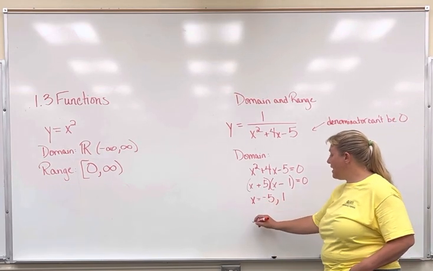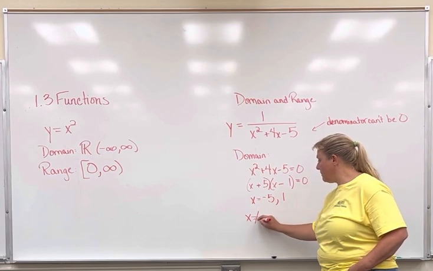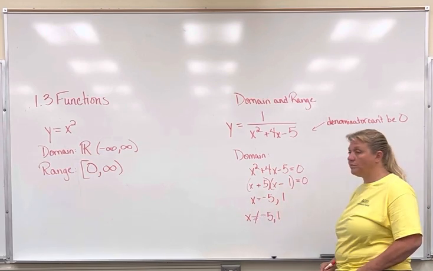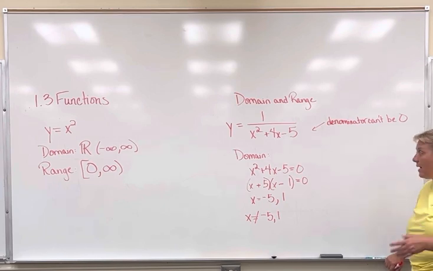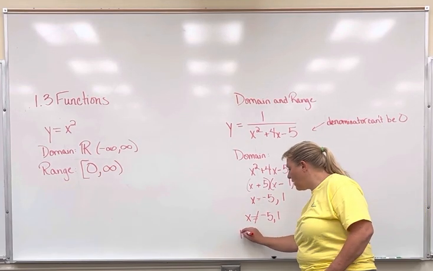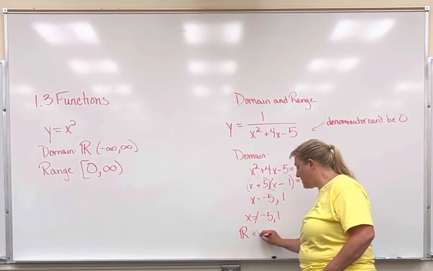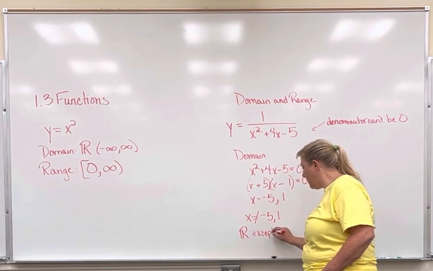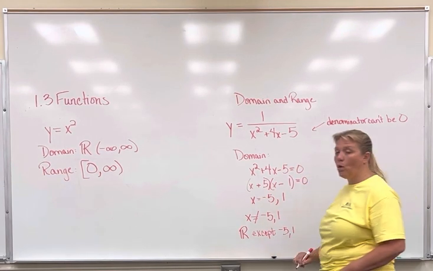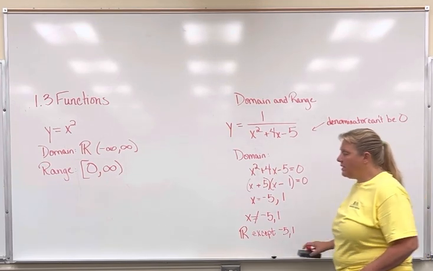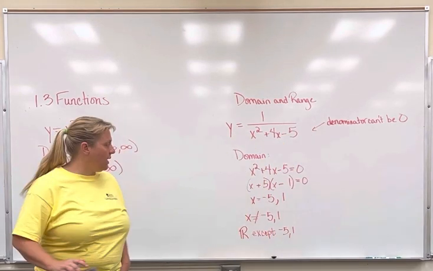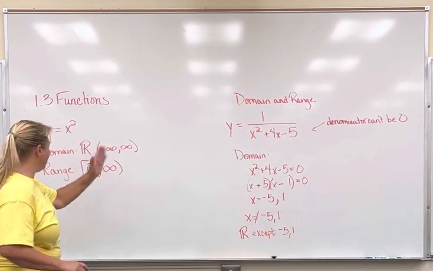So the truth is that we don't want negative 5 or 1. So x can't equal negative 5 or 1. So that's our domain. Our domain is: you can use all real numbers except negative 5 or 1. So we can write that as all real numbers except negative 5 and 1. Okay, and again, like I said, not really going to focus on the range on that one. We'll deal with that a little later.